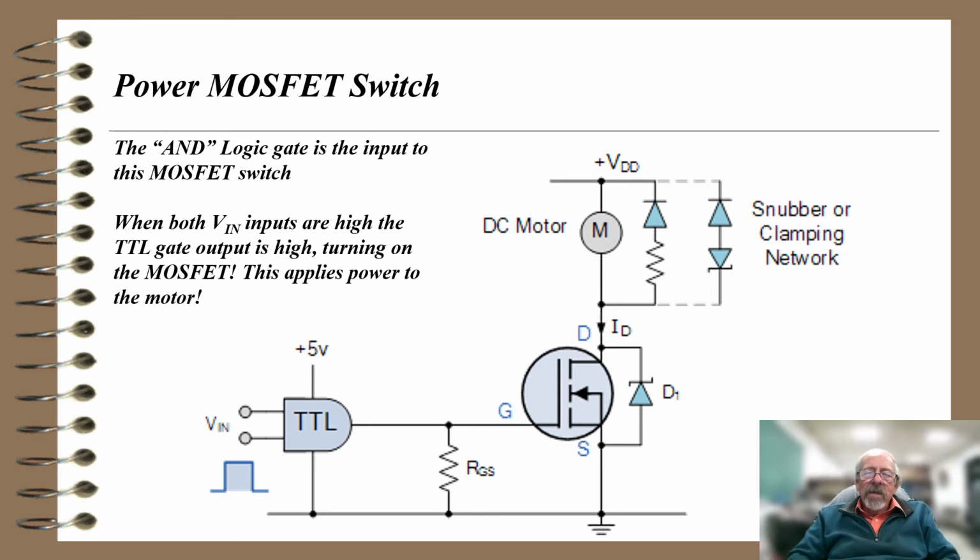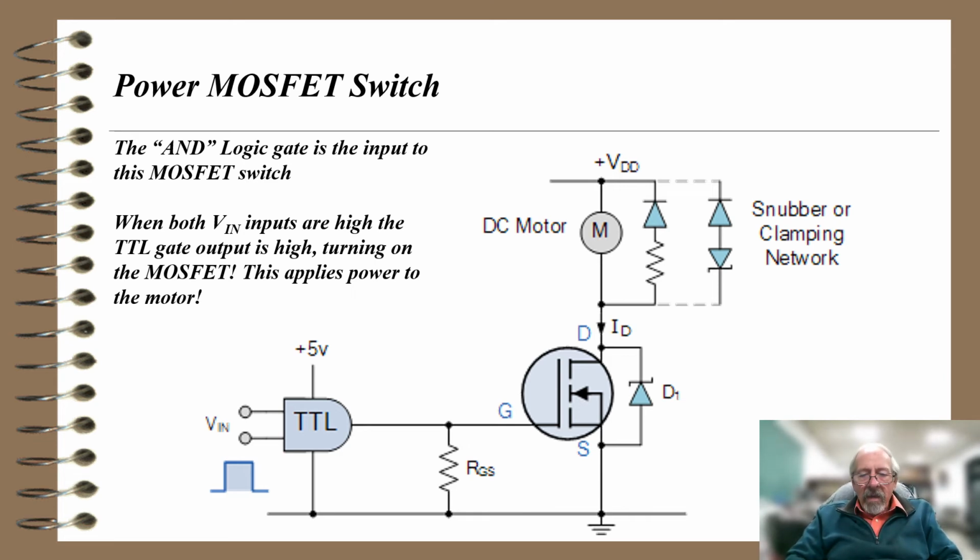In this case, it's the DC motor we're going to control, and there's something called a snubber or clamping network, which is very similar. Since we have a motor, there are turns of wire in the motor. We'll have the same problem with a collapsing magnetic field inducing a voltage. We don't want it to burn out the MOSFET, so we put a diode there. This one is being driven by an AND logic gate on the left-hand side, and the logic gate is the input to the MOSFET switch.